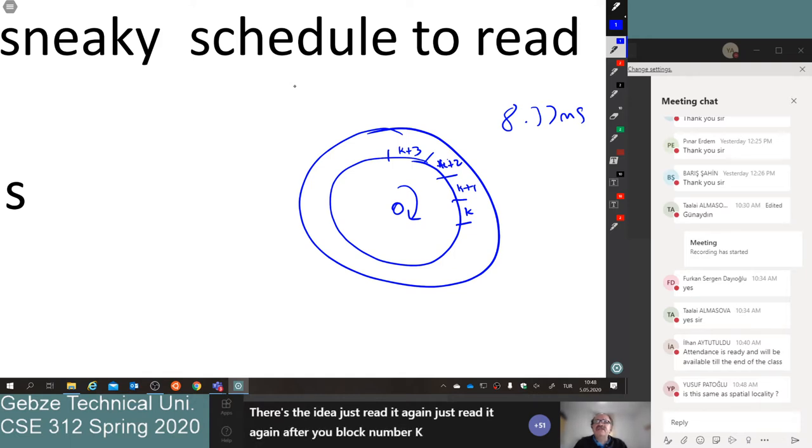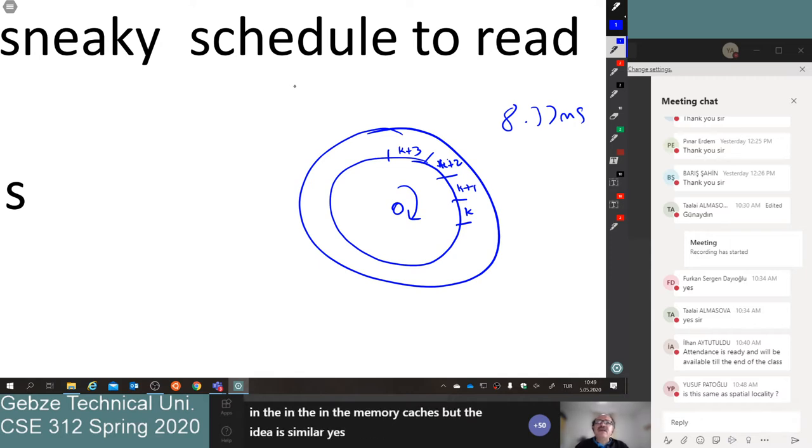Yusuf has a question. He says, is this the same as spatial locality? Yeah, it is very similar. But with program data or program localities in our main memory, we didn't have these kinds of rotational delay problems or seek problems, right? So we have these problems too. It is very advantageous to read block K and K plus one and K plus two together, at the same time, right after each other, because if you do that, you don't have to spin your disk. You don't have to wait for the rotational latency a few times. We didn't have these kinds of problems in the memory caches, but the idea is similar.